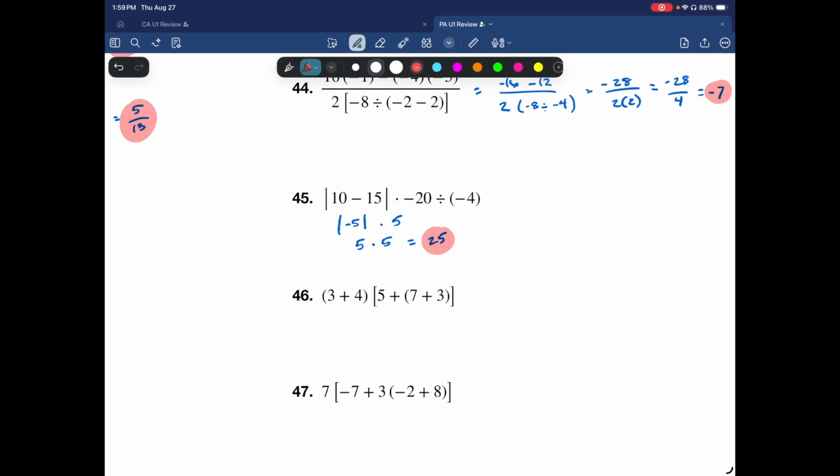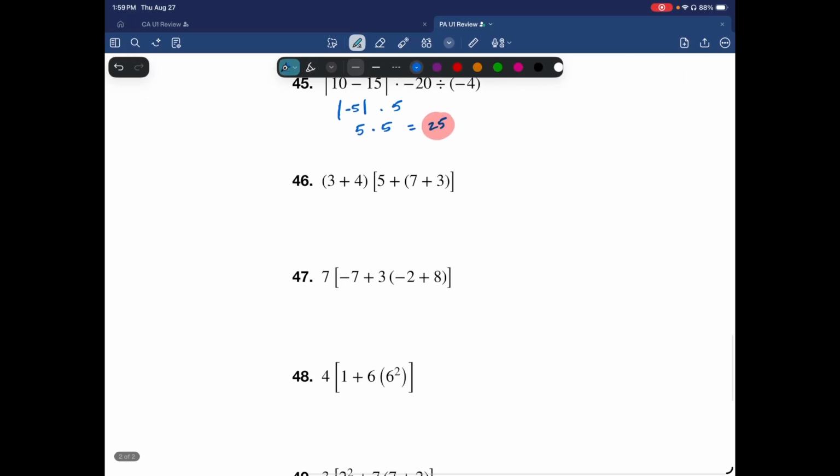Okay. All right, 46. The inside of the parentheses is going to be 7. And then you got 5 plus 10 here. So that's going to be 7 times 15, which is 105.